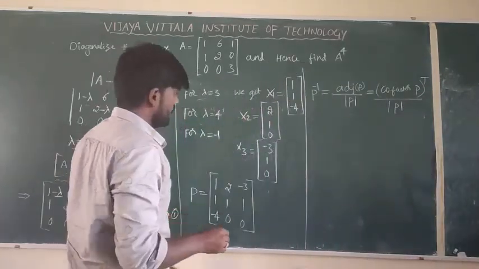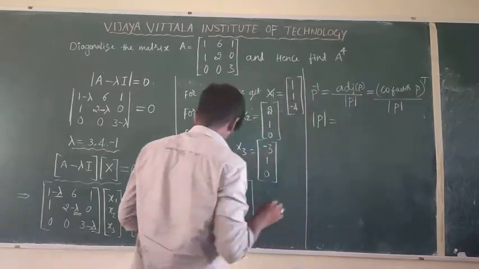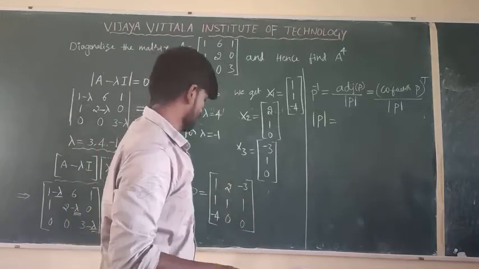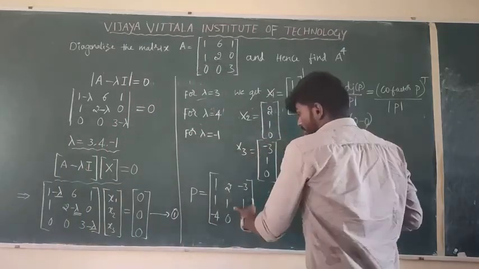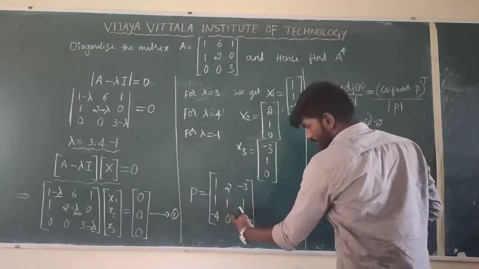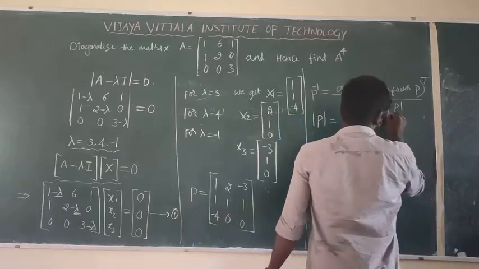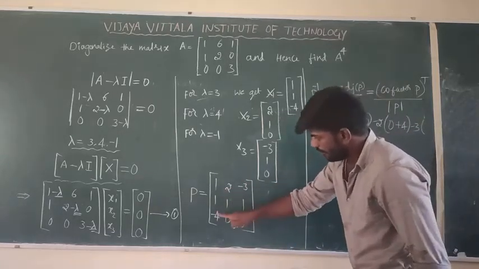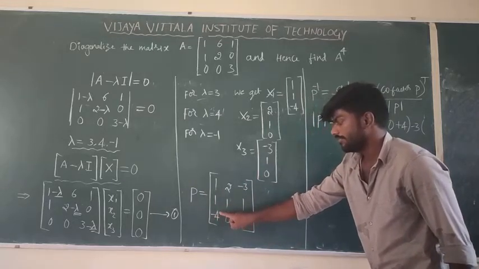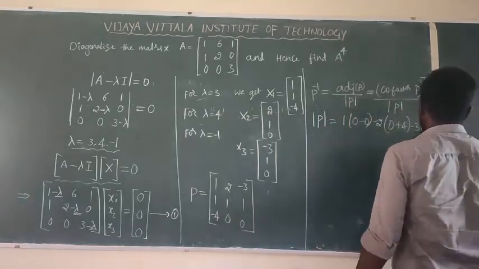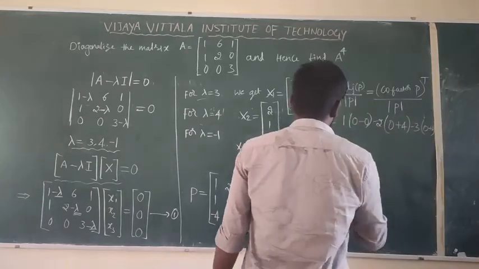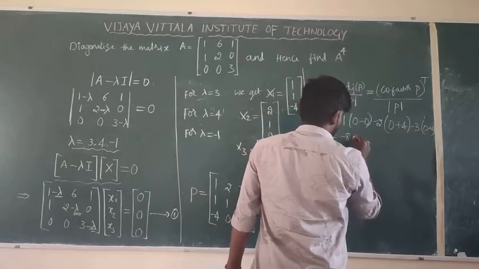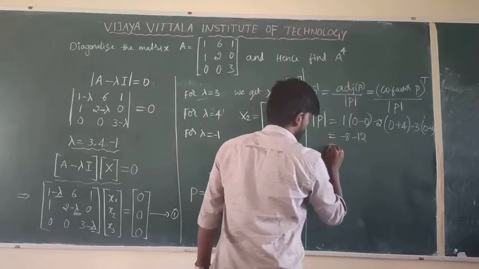Here, the determinant value for P is: 1 into (1 into 0 minus 0 into 1), which is 0, minus 2 into (1 into 0 minus 4 into 1), that is minus 2 into minus 4, plus 8, minus 3 into (1 into 0 minus of minus 4 into 1), that is minus 4 into 1 is minus 4, minus of minus 4 is plus 4, so minus 3 into 4 is minus 12. Therefore the determinant of P is minus 20.